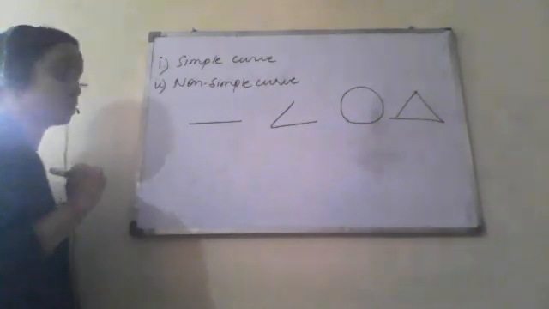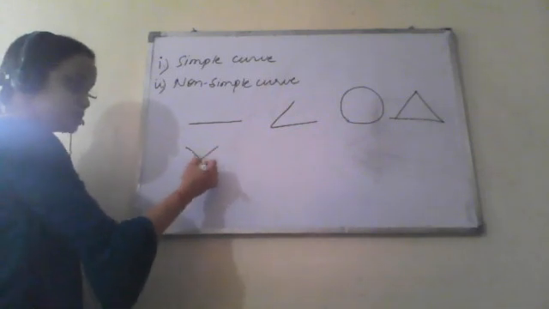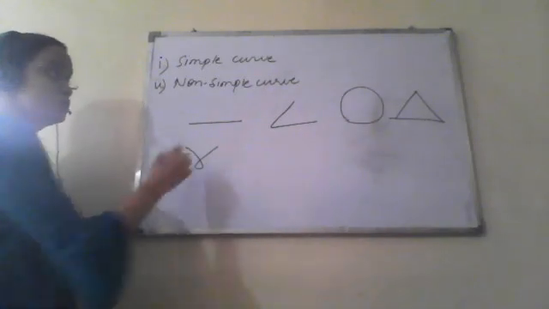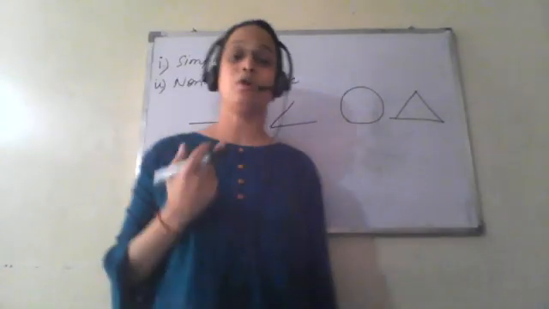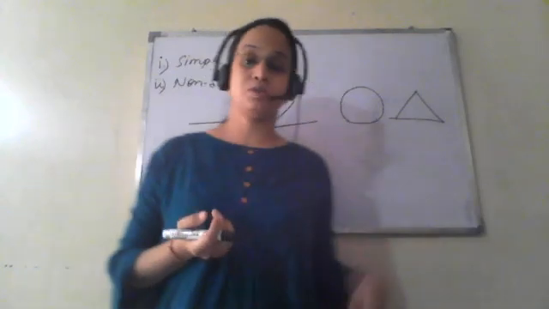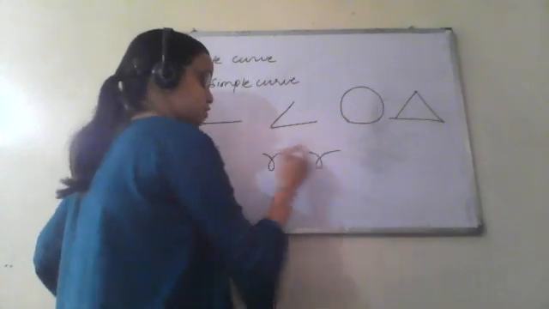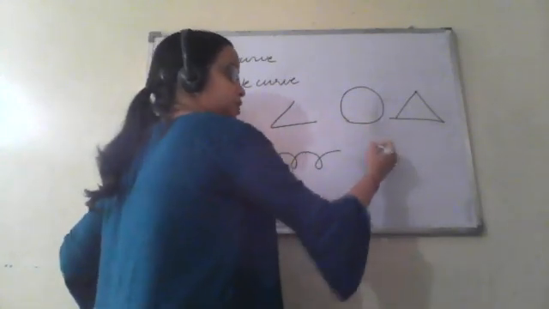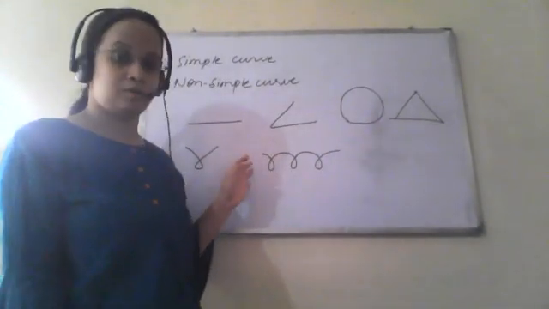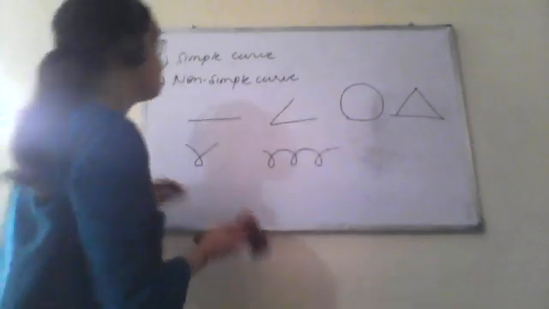If we talk about non-simple curves, for example if we twist this wire like this, the curve crosses itself or intersects itself, so this is a point of intersection. So these are non-simple curves. Simple curves are those which do not cross or intersect themselves, and non-simple curves are those which do intersect themselves. Here is one more example of a non-simple curve, and these are the points of intersection. So these are simple and non-simple curves. I hope it is clear what open curves, closed curves, and simple and non-simple curves are.